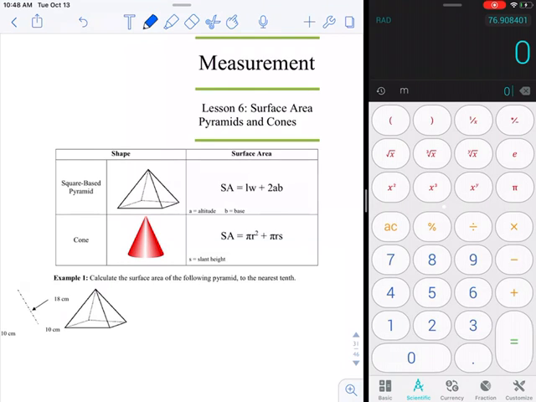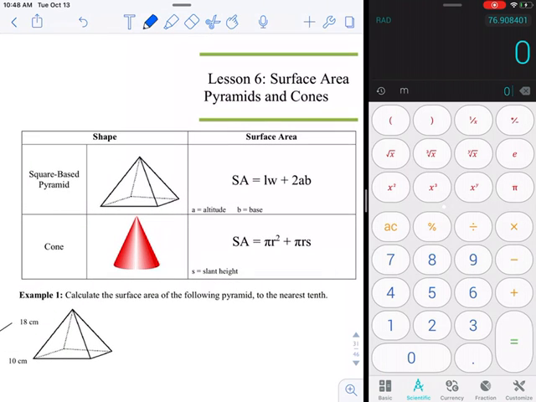Okay, here's lesson 6 for measurement, surface area of pyramids and cones. So the first thing we're going to look at is the pyramid. We need to define some values here. So the first thing is the altitude. Now the altitude runs from the vertex to the center of a side. Okay, so that is the altitude.